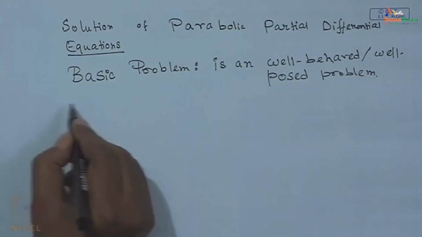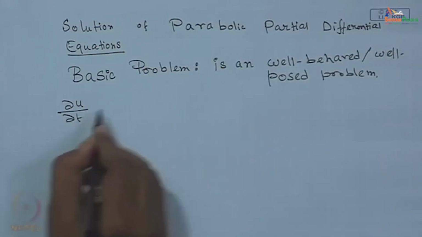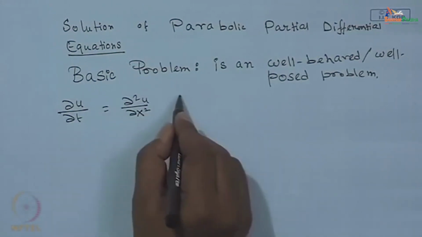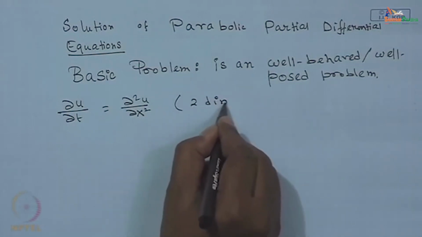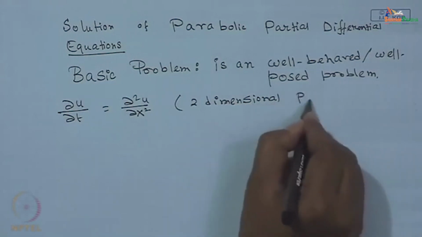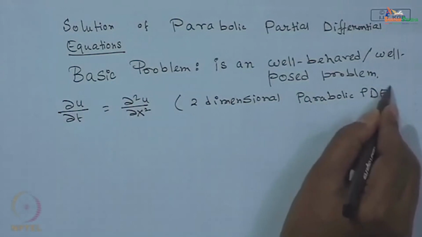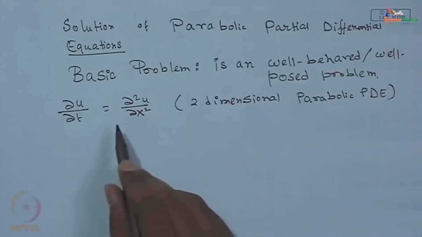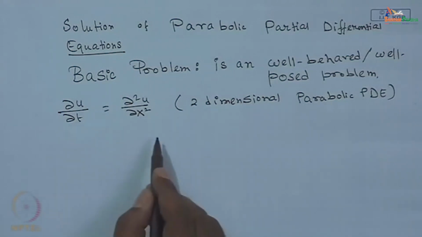Okay. So, ∂u/∂t = ∂²u/∂x². This is a typical parabolic partial differential equation. It is also called a one-dimensional transient problem. This is one dimension in space, and transient means it is time varying.